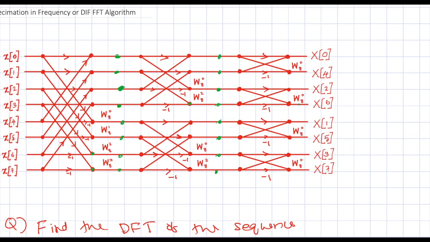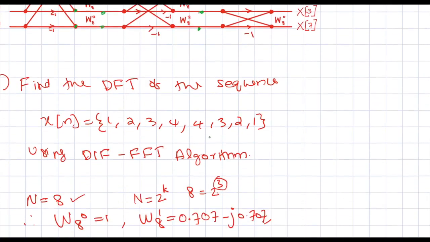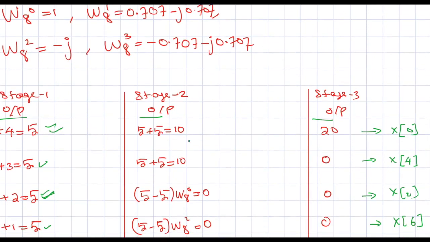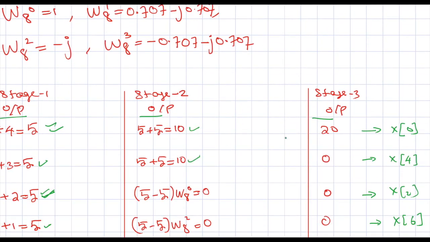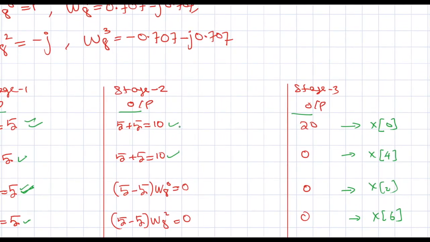Then we have to compute the values of stage 3. Stage 3 values are rather simple because we have to perform simple additions and subtractions, since the value of W80 is 1. So we will not have to multiply it with any special complex number. Okay, so as far as stage 3 is concerned, you take this number, you add it, you will get 20. You take the same pair of numbers, then you subtract them from each other, so you will get 0.